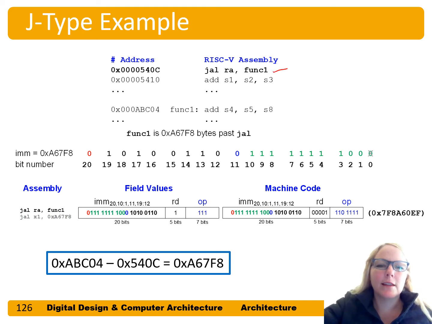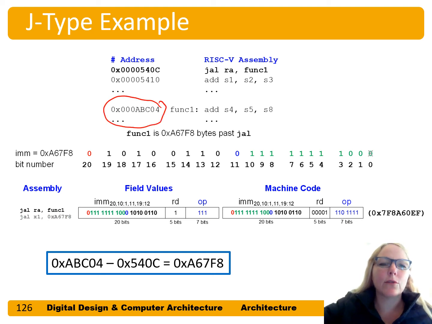So here's the instruction, jump and link RA func1. RA, the return address, will get written with PC plus 4. And func1 indicates the location, or the address, of the label. So in this case, ABC04.